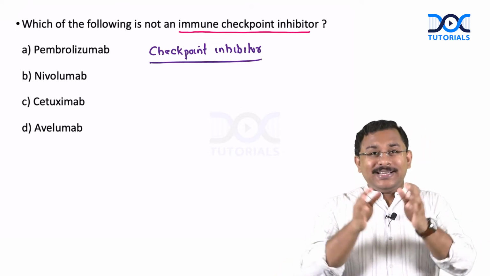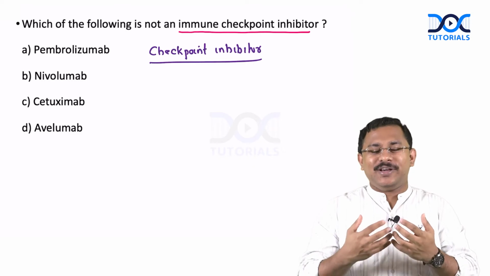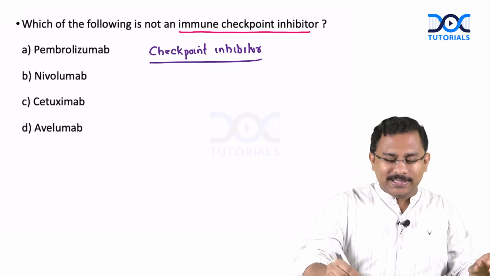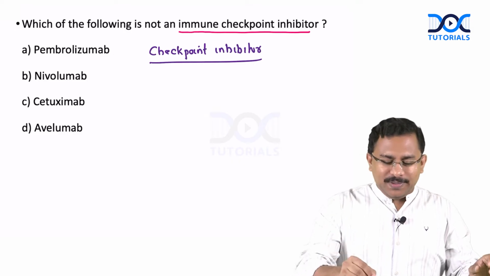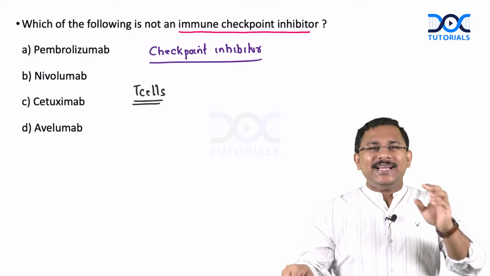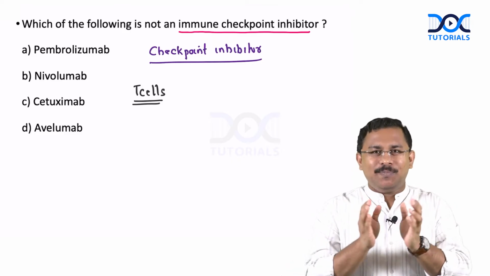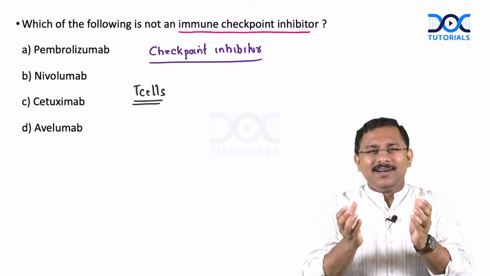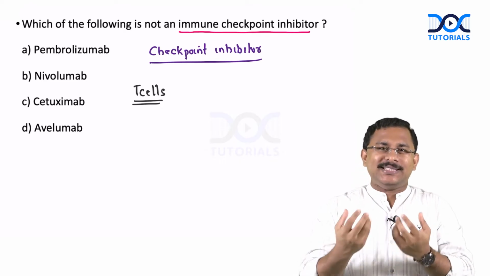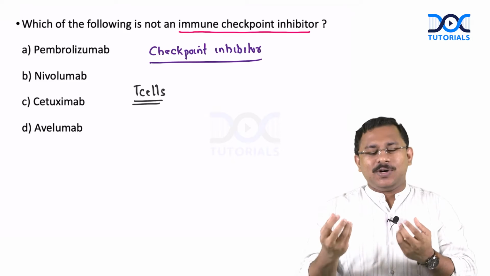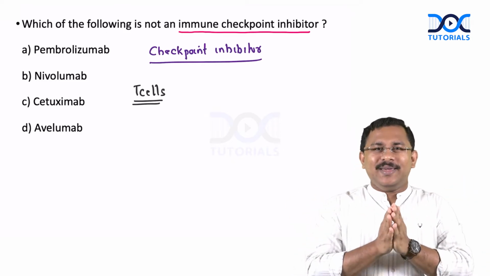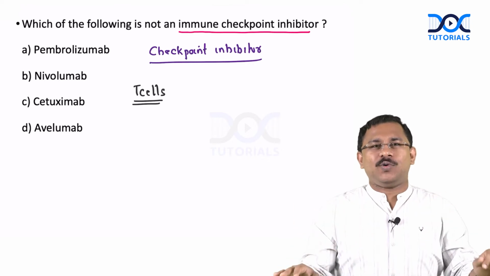So, to understand what checkpoint inhibitors are, you have got to know what checkpoint proteins are. Now, see, you've got the T cells. These T cells have certain proteins that turn on an immune response, because T cells can turn on an immune response, and they have certain proteins that can turn off the immune response. Both types of proteins are there.